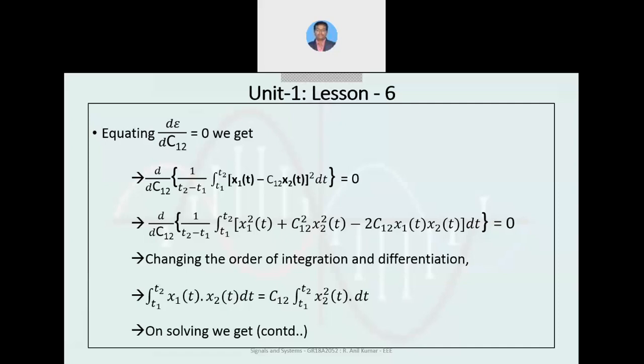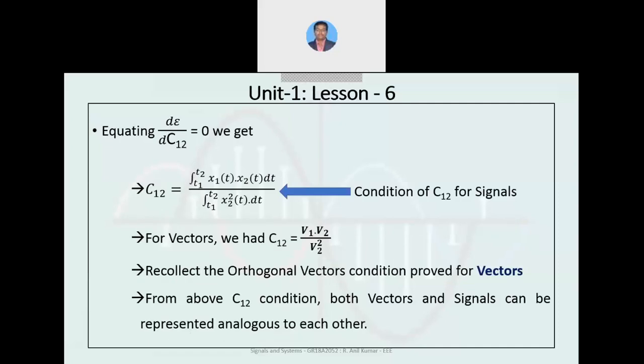So after solving those two expressions, we get this expression which I already mentioned, that is integral t1 to t2 x1 of t into x2 of t dt equals C12 times integral t1 to t2 x2 square of t dt. So further solving, we get the C12 expression we need to obtain. C12 can be expressed as integral t1 to t2 x1 of t into x2 of t dt divided by integral t1 to t2 x2 square of t dt.